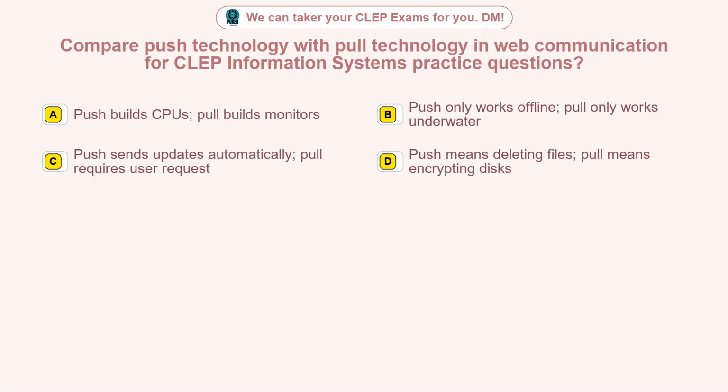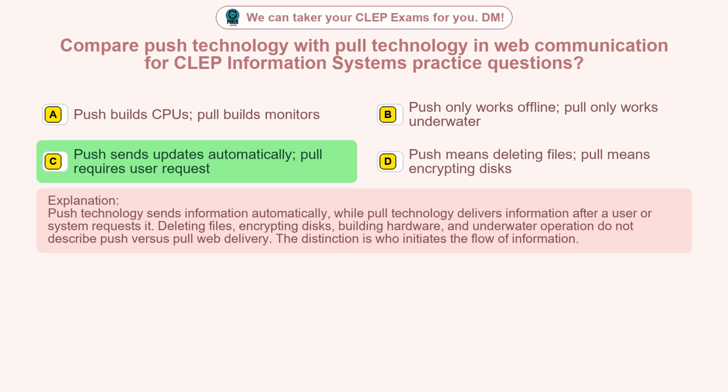Question 30. Compare push technology with pull technology in web communication for CLEP Information Systems practice questions. Option A, push builds CPUs, pull builds monitors. Option B, push only works offline, pull only works underwater. Option C, push sends updates automatically, pull requires user request. Option D, push means deleting files, pull means encrypting disks. The correct answer is option C, push sends updates automatically, pull requires user request.